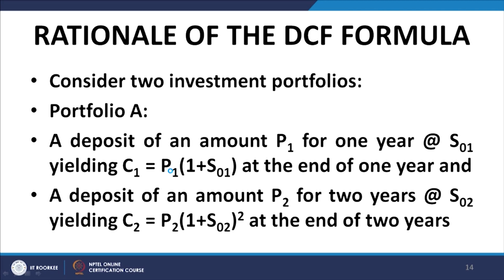And there is another deposit in this portfolio. What is that deposit? The deposit is of an amount P2, and that is for 2 years. So, the relevant rate is S02. Why we are using suffixes, I will come back to it. The amount that would be payable on the maturity of this deposit P2 is C2, and C2 is equal to P2 into 1 plus S02 whole squared. We are assuming annual compounding to keep things tractable and simple.